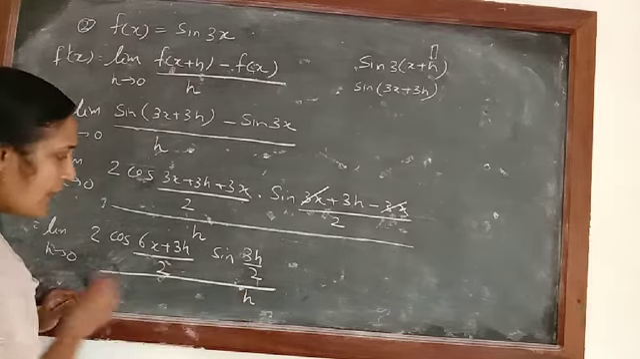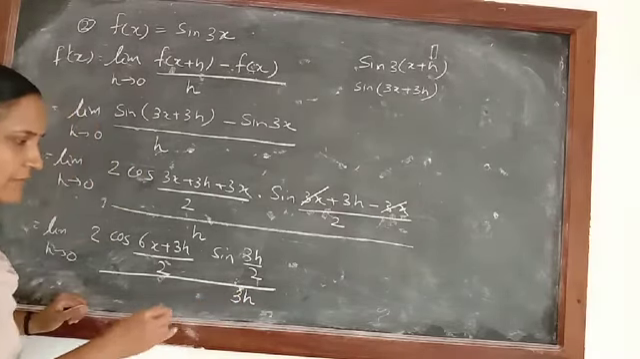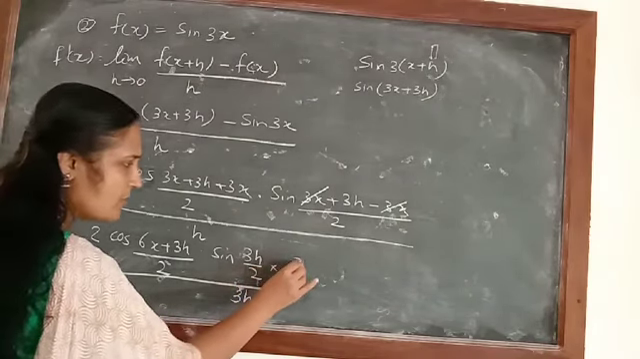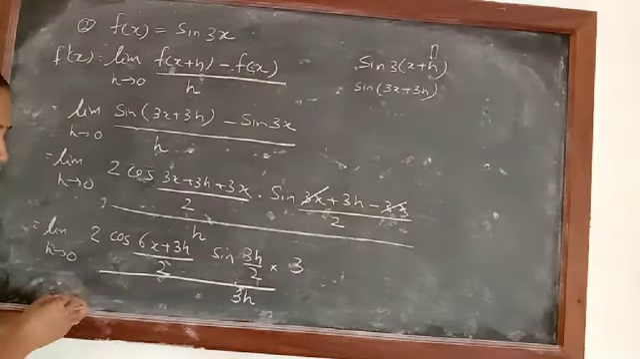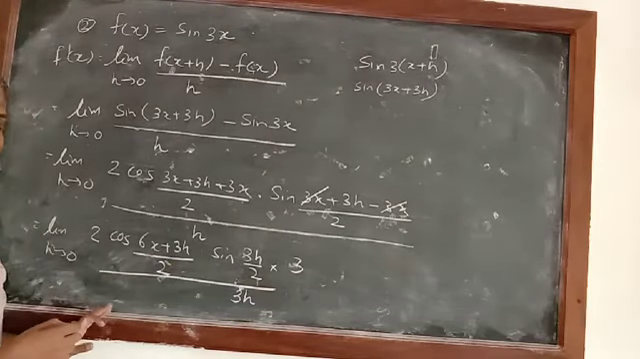So here we don't have 3. Then what we will do? Yes, we have multiplied here. So if we have multiplied here, then we have to multiply in denominator also. So multiplied there 3. In numerator we multiplied 3. So in denominator also multiplied 3.